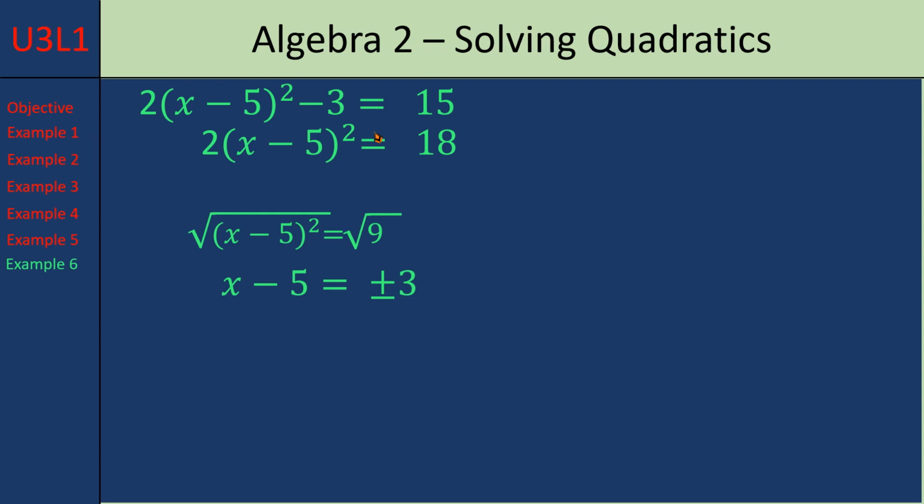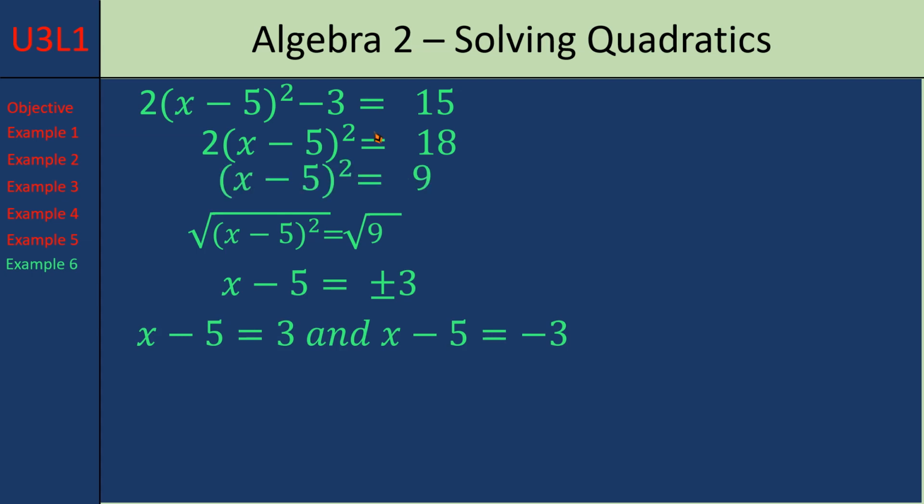And again, I have to split this into 2 equations so I can add the 5 to them. So x minus 5 is equal to 3. X minus 5 is equal to negative 3. When I add 5, well, I get x is equal to 8, and x is equal to 2. And those are my answers.